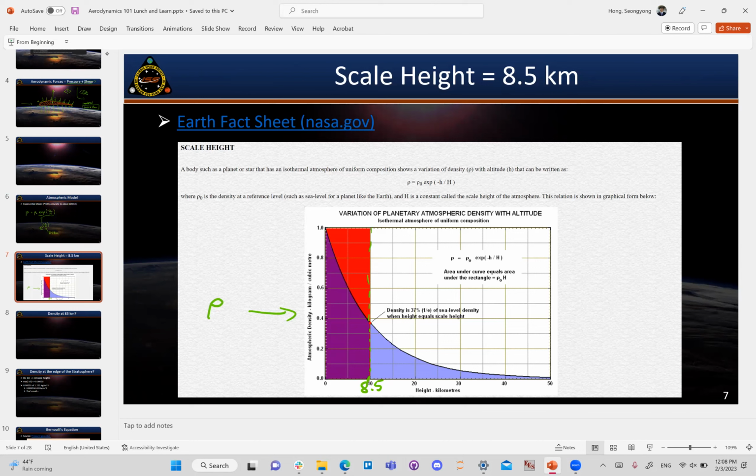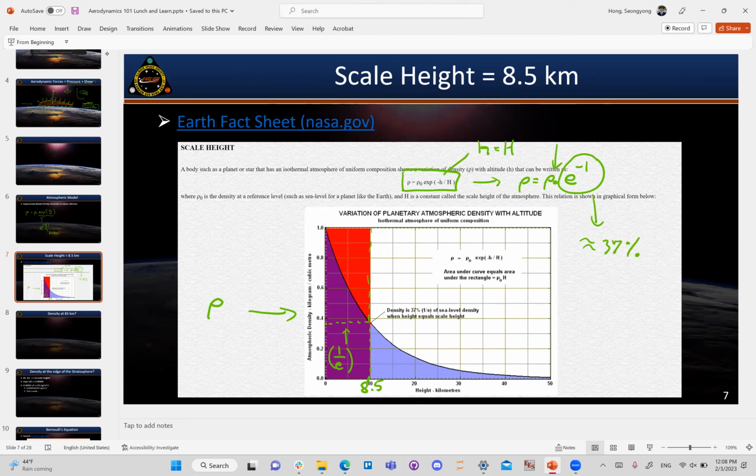At this point, you have a 1 over e ratio of whatever your sea level pressure is going to be. If you look at the equation here, if little h is equal to big H, then this equation turns into rho equals rho naught, sea level density, times e raised to the power of -1. And e raised to the power of -1 is roughly 37%.